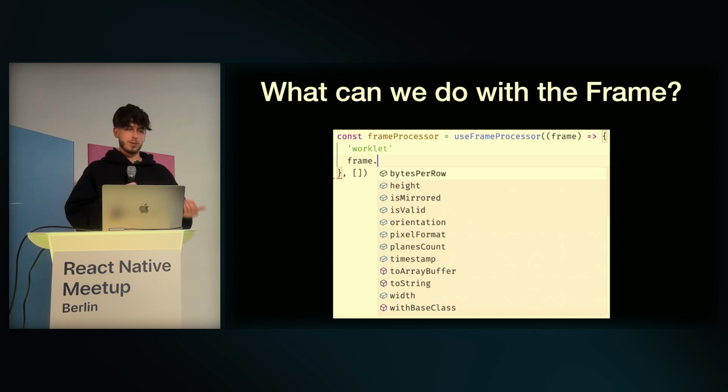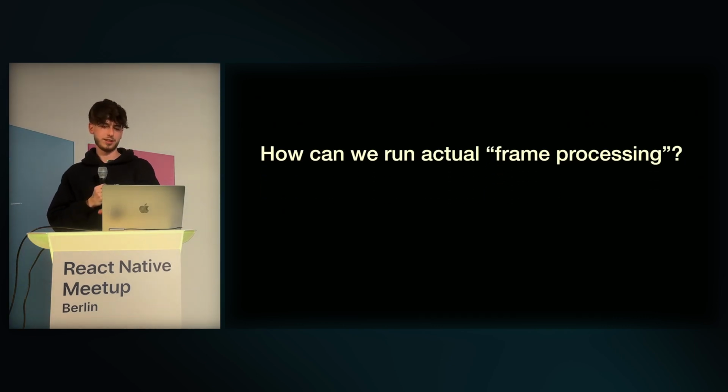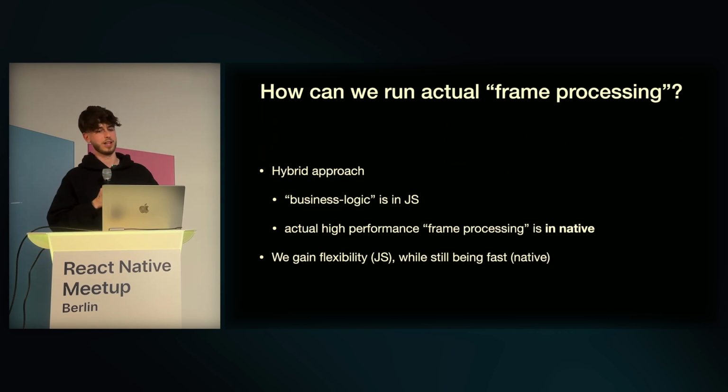Right, so we theoretically have the pixel data in JavaScript. Now, how do we run the actual frame processing? Well, this is a bit difficult to explain because it is a hybrid approach. We don't want to run the actual frame processing in JavaScript because, as we all know, JavaScript is pretty slow. So we want to run the business logic in JavaScript, which is, we decide what we want to do. And the actual high-performance frame processing should be done in native. So we still have the flexibility of configuring our plugins in JS, but not compromising performance by making all the plugins native.